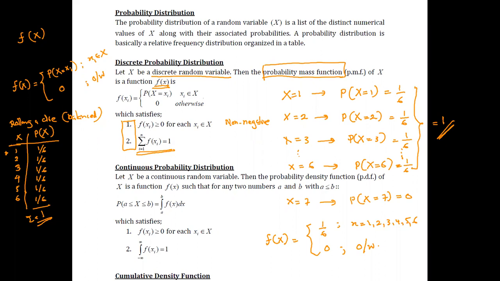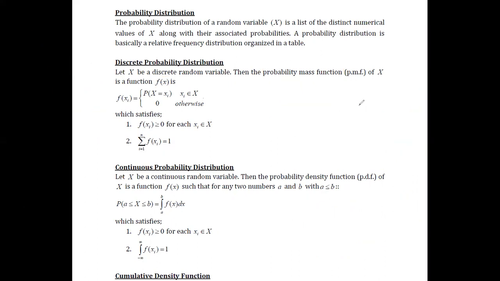And now we will move to the next part, the continuous probability distribution. If the random variable is a continuous random variable, then the probability distribution associated with that random variable is a continuous probability distribution.